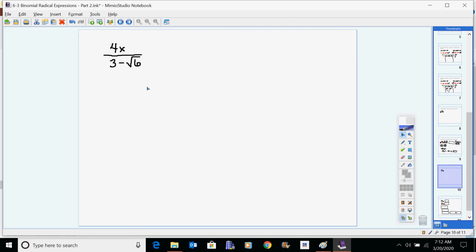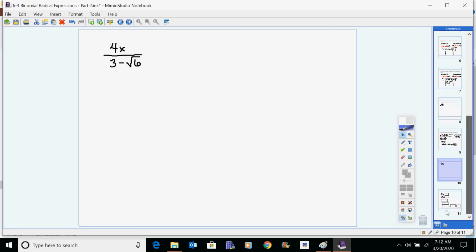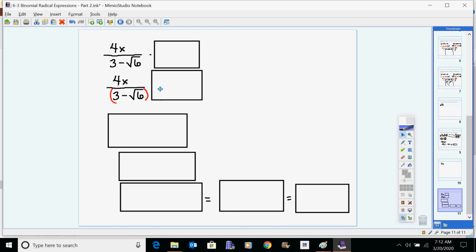Let's look at this one. If we want to rationalize the denominator, think about it for a minute. Give it a try on your own. See how far you get. You need to find the conjugate of the denominator. The conjugate of the denominator is 3 plus the square root of 6. So we're going to multiply numerator and denominator by that.